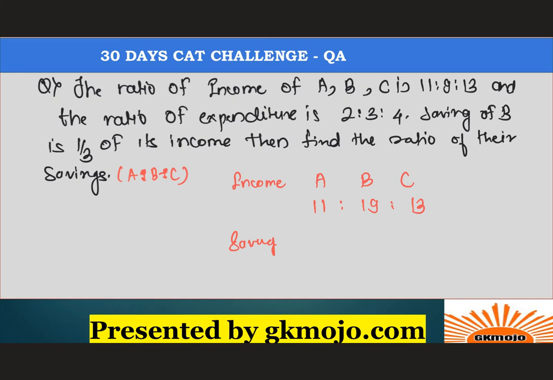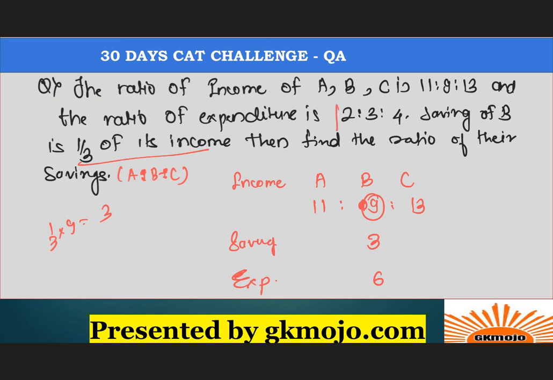All right. Savings they have not given us. Saving they have only given us for B, which is how much? 1/3 of its income. Income is 9. So saving will be 1/3 of 9, which is 3. Right. If this is the saving, all right, so the expenditure is what? It's income minus saving, should be 6, right?